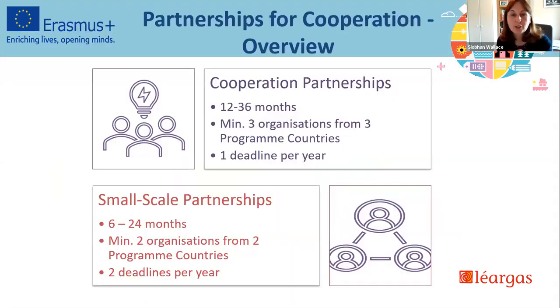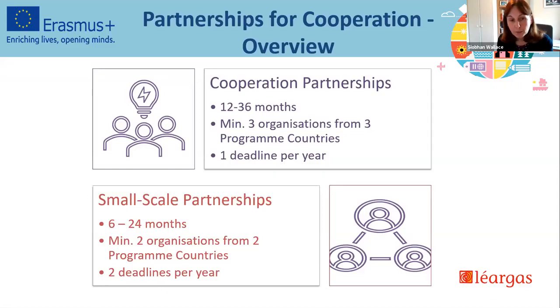So in relation to the partnerships for cooperation, if you were familiar with the previous program, these were previously known as strategic partnerships. So the new name is partnerships for cooperation, and there's going to be 2 types of partnerships for cooperation. One is cooperation partnerships, a little bit confusing. Cooperation's mentioned a couple of times in there, but cooperation partnerships are going to be replacing the strategic partnerships, really. And as Emma said at the start, often you need a minimum of 3 organizations from 3 different program countries to participate in these. And that's going to be the same for this cooperation partnerships activity.